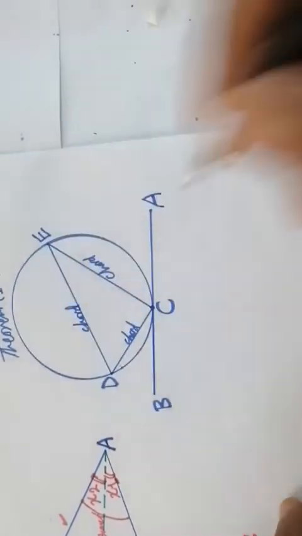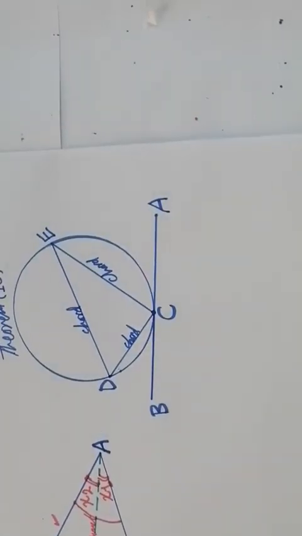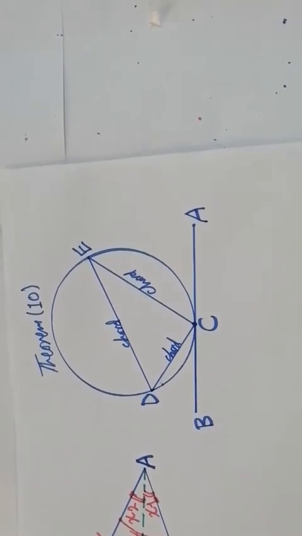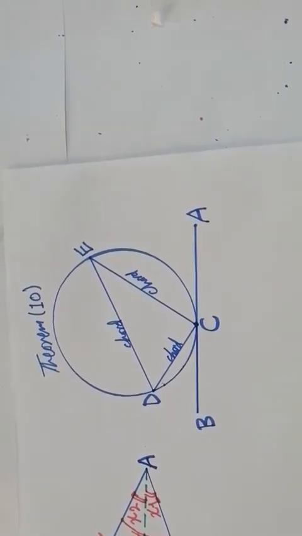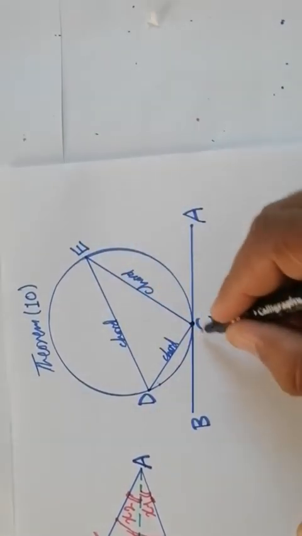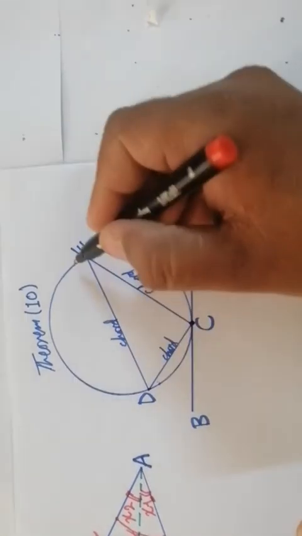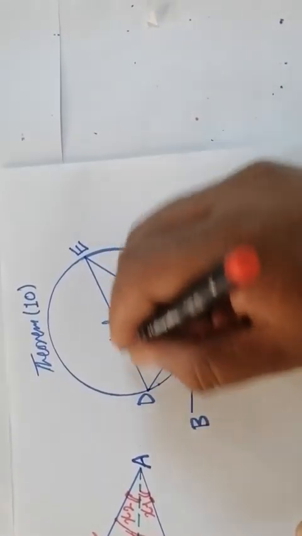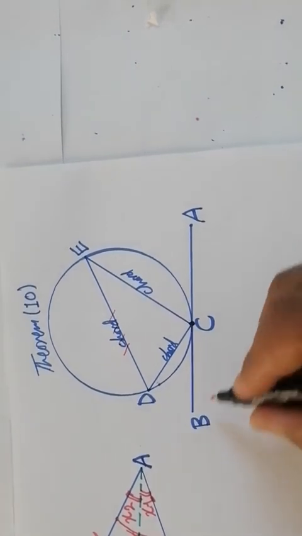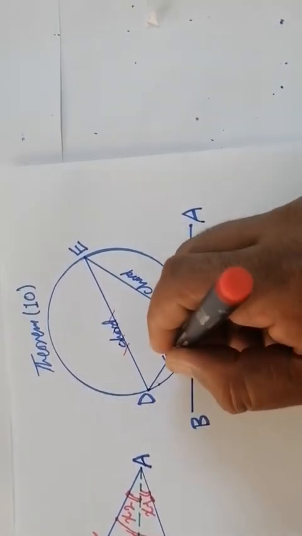Okay. Theorem 10 says the angle. Which angle? The angle between a tangent and a chord, not any chord, but one that passes through the tangency point. This chord passes through the tangency point, and this chord passes through the tangency point, but this one doesn't, so this one is not with us, okay? The angle between a tangent and a chord, this is a tangent and this is a chord. Let us take this angle, for example.